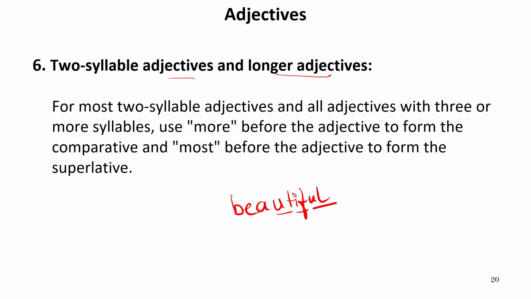Whenever we have a syllable, it can also have a vowel and consonant, but we have to look for the combination in which the vowel comes prior to the consonant. So in this case, beautiful, we have three such pairs. If we have more than one such pair, we add more or most to convert the word into comparative and superlative respectively. For example, beautiful is the positive degree of adjective, more beautiful is the comparative degree, and most beautiful is the superlative degree. Now let us move further.